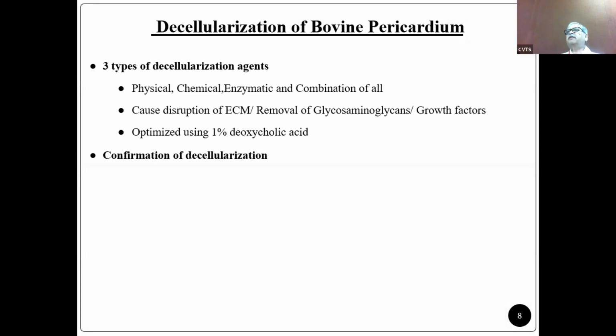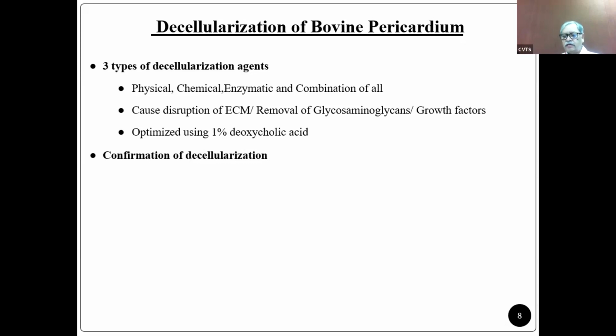This causes disruption of ECM and removal of the glycosaminoglycans. Glycosaminoglycans are very important for growth factors, because we don't want to reduce the immune response of the person, because these are the ones that develop the immune response when you are in the body. We are using deoxycholate for the decellularization process, and decellularization means there is no cell, only the matrix left. That's a very important thing.